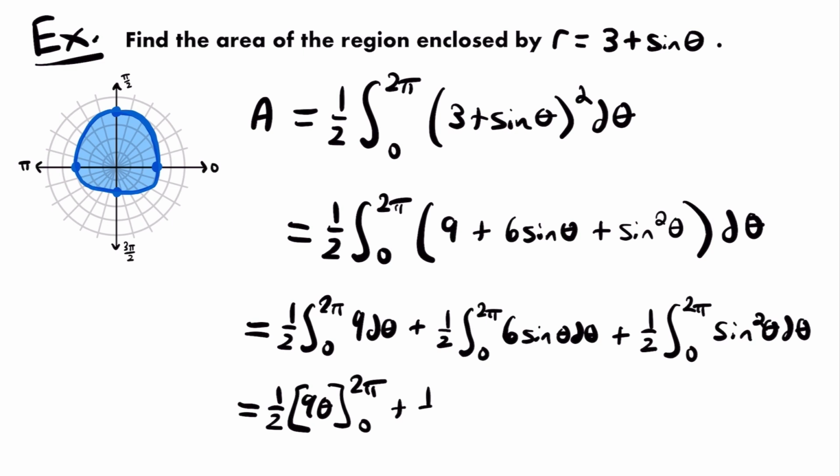Then we'll add this to 1/2 times the integral of 6 times sine theta. And the integral of sine theta is negative cosine theta. So we'll have negative 6 times cosine theta evaluated from 0 to 2 pi.